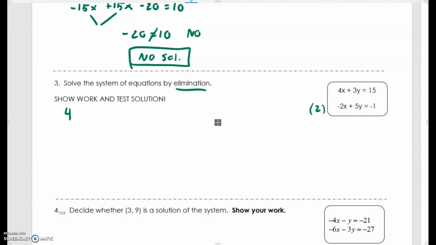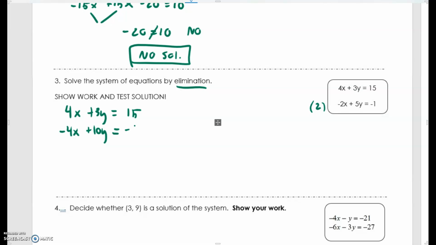So I'm going to rewrite the top. 4x plus 3y is equal to 15. And then the bottom equation, I'm going to multiply it by 2. 2 times negative 2 is negative 4x plus 10y is equal to negative 1. Oop, not negative 1. Forgot to multiply that. The 2 has to multiply to everything. Negative 2. There we go.